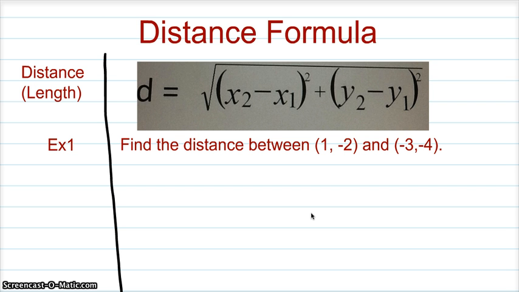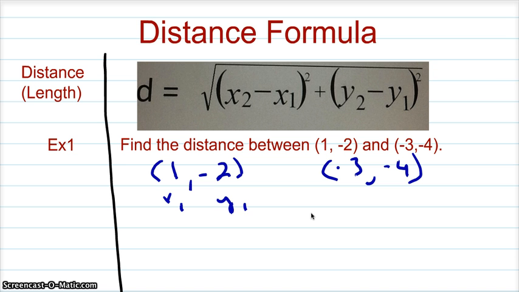Alright, so the first one, the steps are just like the ones on midpoint, so I didn't write the steps over. I'm just going to say them out loud. What you're going to do is label your points. So, I'm going to write them over: 1, -2, and -3, -4. So my 1 is my x1, y1, x2, y2. Once you label, all you have to do is plug it into the formula.